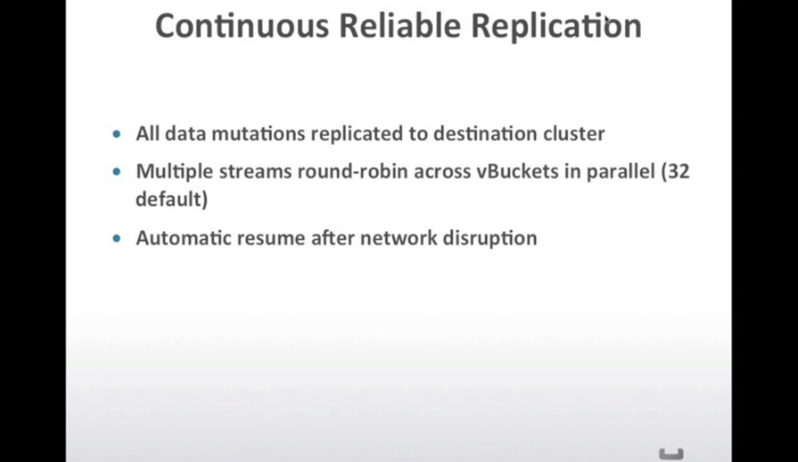And XDCR, it's important to note, is continuous replication. So it's a continuous, reliable replication that happens. All data mutations are replicated to the destination cluster, and this includes things like deletes as well. So any of the writes, deletes, updates, they get replicated to the destination cluster. Multiple streams are used to round robin across the vBuckets in parallel. By default, we have 32 streams. That number can be changed depending on the hardware that you have. If you have really powerful hardware and machines, you could up this number of streams to do XDCR faster as well.